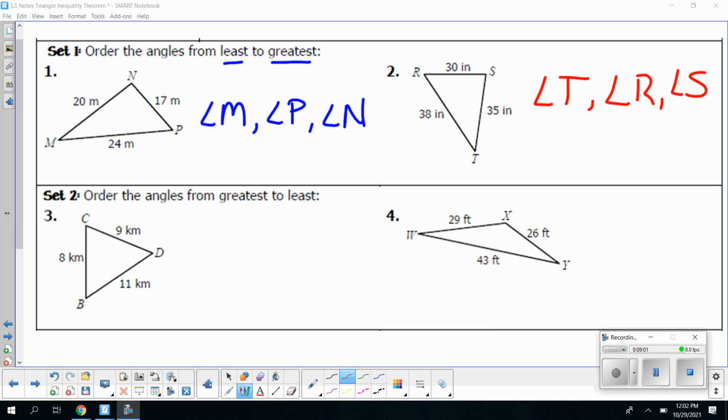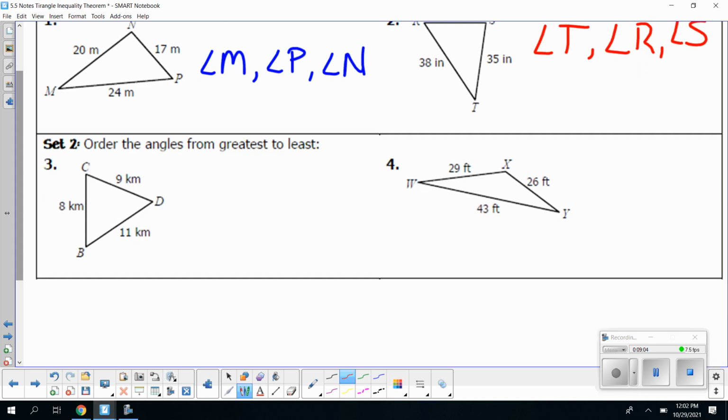Okay? Taking a look at number 3, it says order the angles from greatest to least. So we're going in the other direction. Our largest side is 11, which makes angle C our largest angle. The next one is 9, which makes angle B our middle. And our smallest side is 8, which makes angle D our smallest angle. Okay? Go ahead and do number 4 and put your answer in the Edpuzzle.